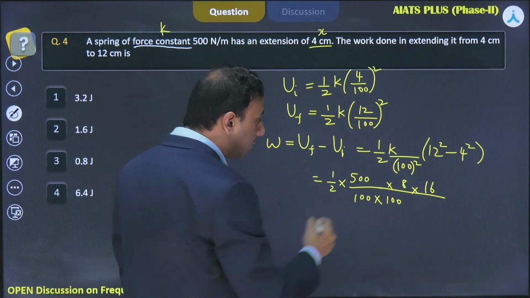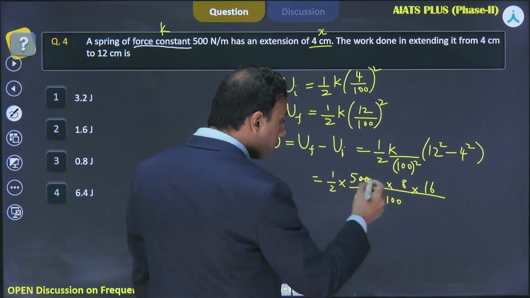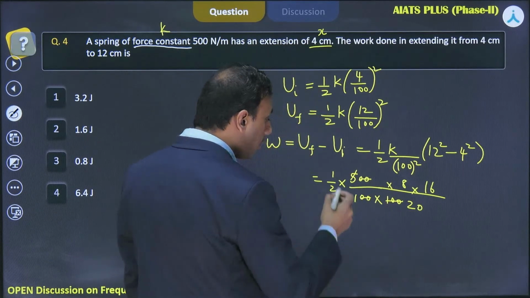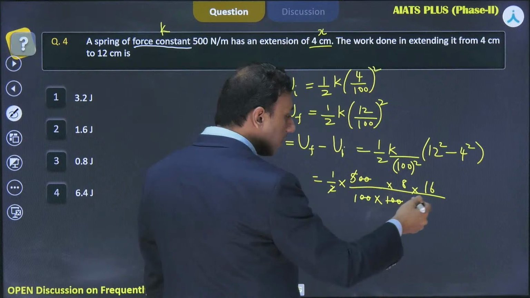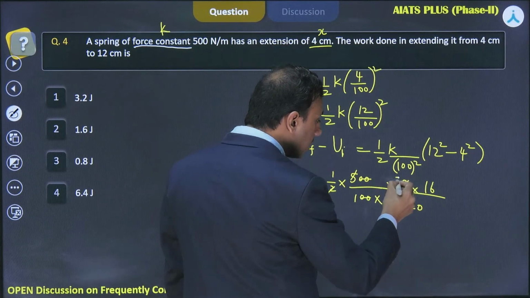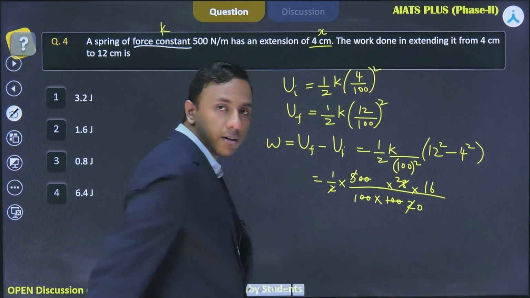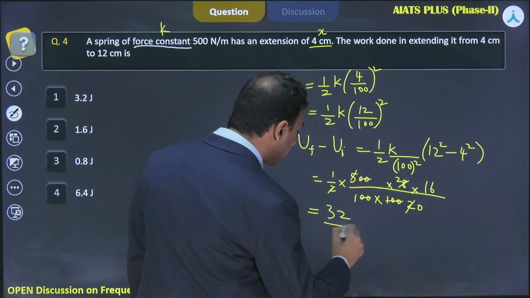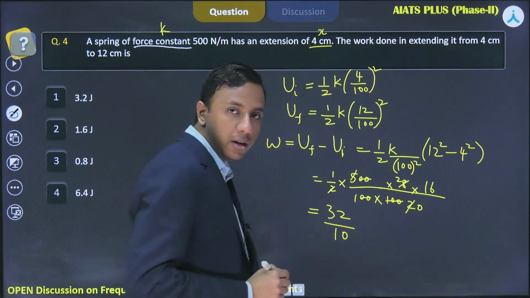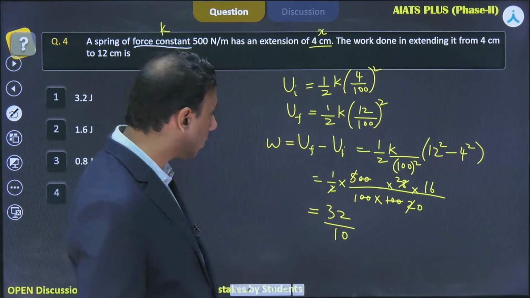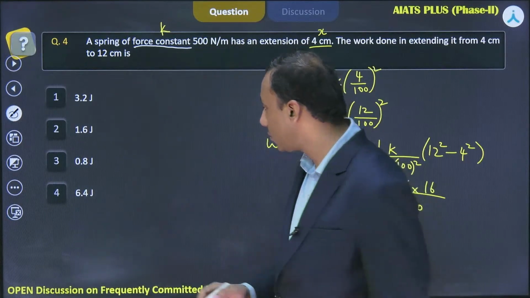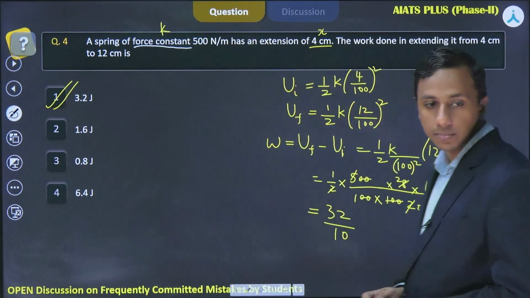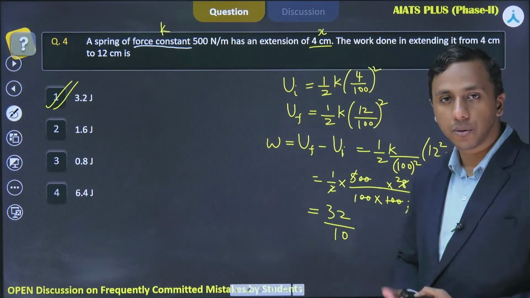You just have to cancel the terms now. See, these get cancelled. Then 5 and 100 become 20. Okay, then 2 and 2, 4. 4 you can cancel out with 8 over here. So it is 2. So 2 into 16 by 10. 2 into 16, 32 by 10. Okay, 32 by 10. And the unit would be in, what's the unit? Joule, isn't it? So the answer would be 3.2 joule over here. Okay, this was very easy, isn't it?